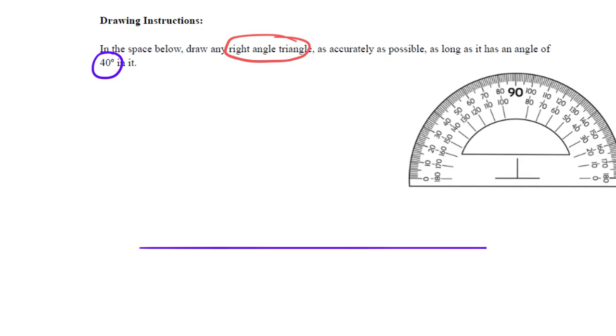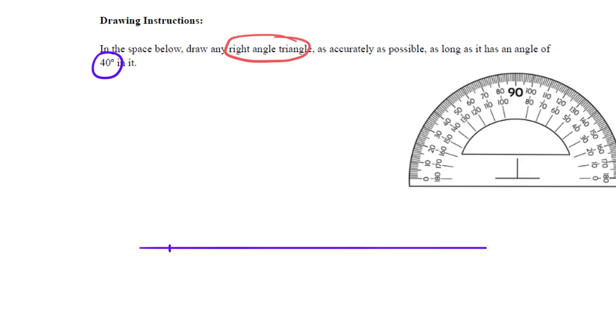So what I'm going to do is go through and maybe I just pick this point over here. And you can see it with that little purple dash I put on that line, that little tick. That is going to be the vertex of my 40-degree angle.